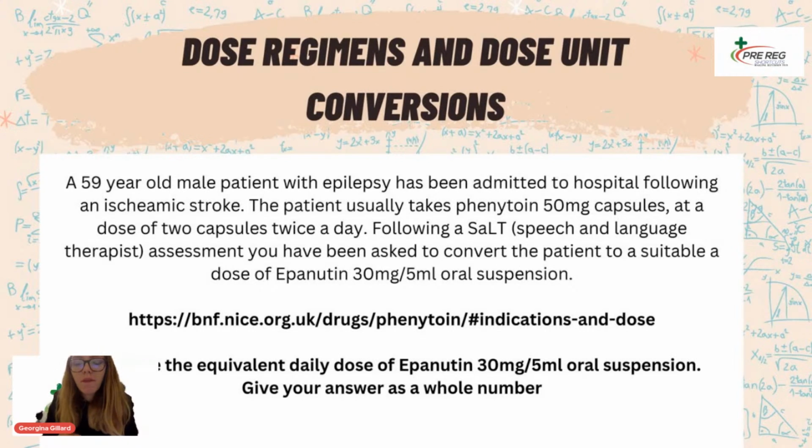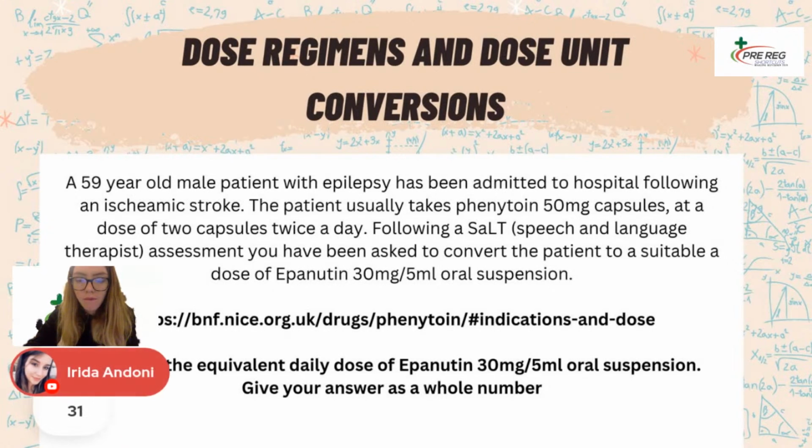What answers did we get for this question, guys? Okay, we're getting some answers through. Fantastic. We're getting 31, 31, 31. Lots of 31s in the house. So it's going to be 31 mils. That is the correct answer. Amazing.